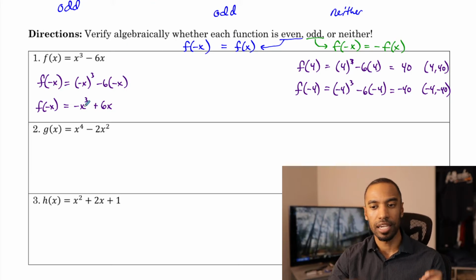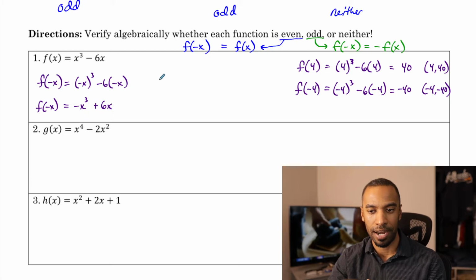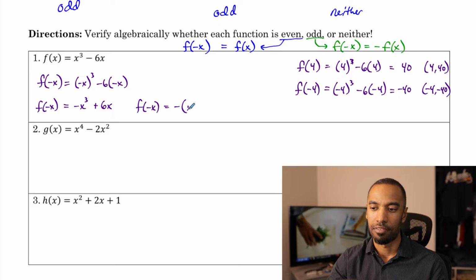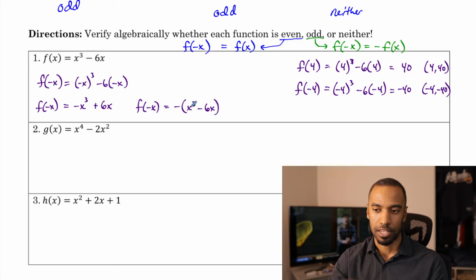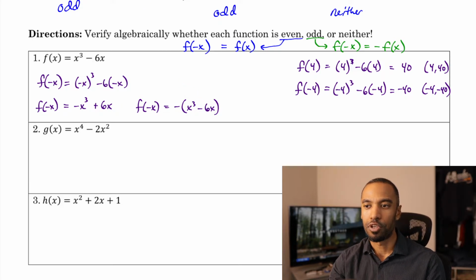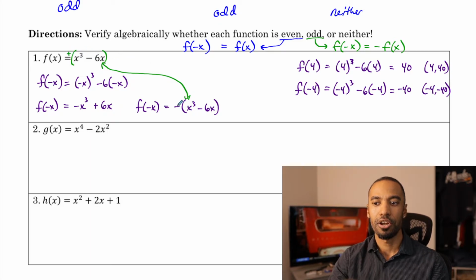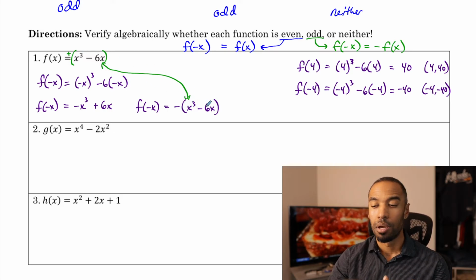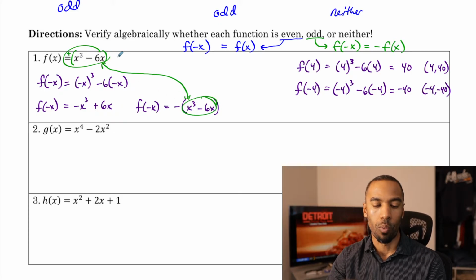If you need a second look at it, I don't know how good you are at factoring, but if I factor a negative 1 out of this thing, I could also write it like this. f of negative x equals the opposite of x cubed minus 6x. So if I factor a negative out of here, the x cubed turns positive, 6x turns negative. Now if you compare these two, what's the difference? Here you have the positive version of x cubed minus 6x, and here you have the negative version of x cubed minus 6x. This is an exact opposite y value of this y value here.